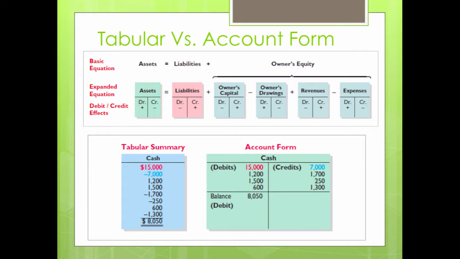As you can see from this visual, debits and credits can both increase or decrease depending on the account that we are dealing with. It depends if the account is an asset, a liability, or part of owner's equity. And we learned how to record transactions in tabular form. And last week we learned how to record the transaction in account form or T accounts.